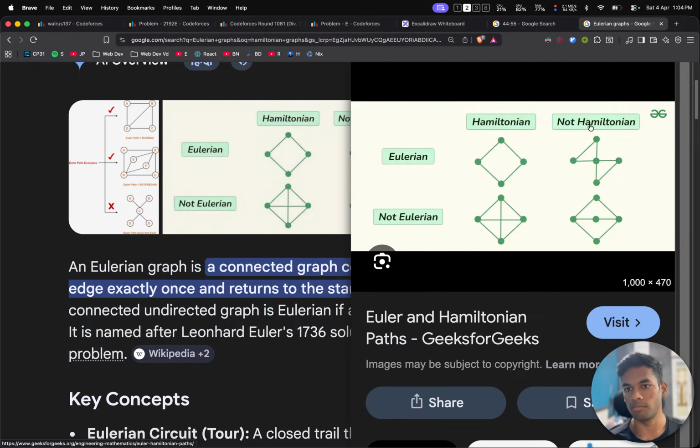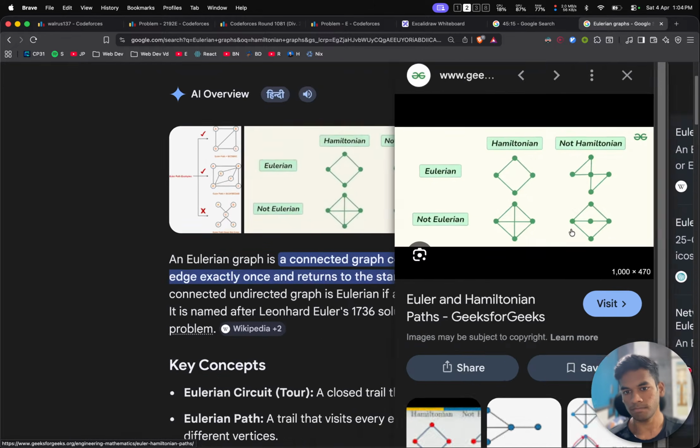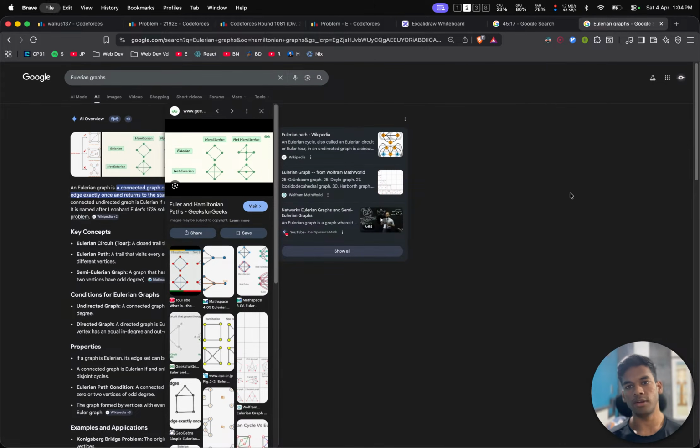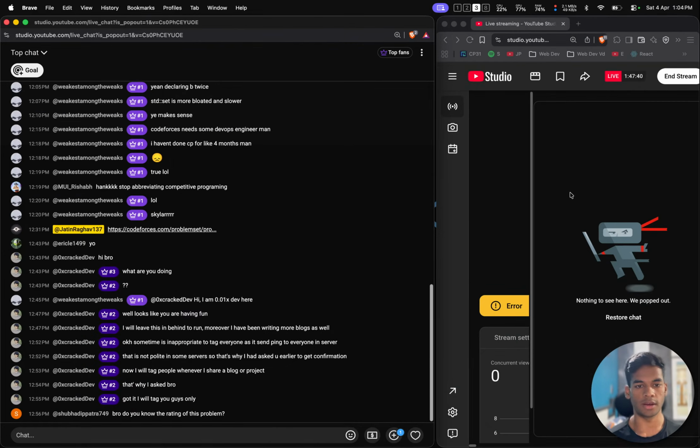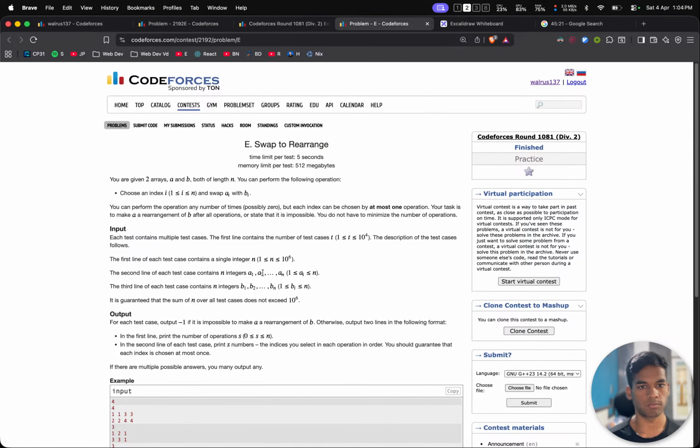So non-Hamiltonian. This one is non-Eulerian but Hamiltonian because we cannot visit both the edges in this center without visiting one of the other edges twice. Okay, so we do know now what Eulerian graphs mean, but how can we use them here?